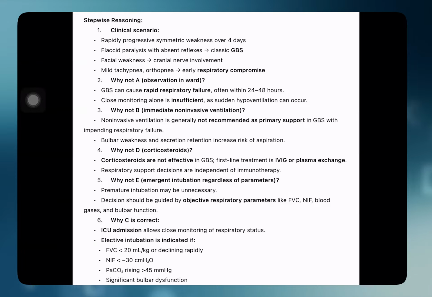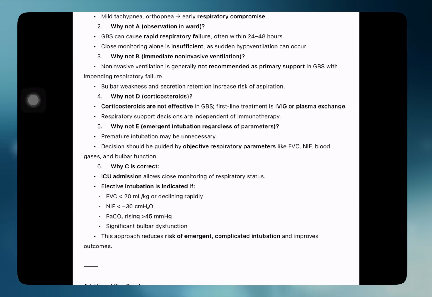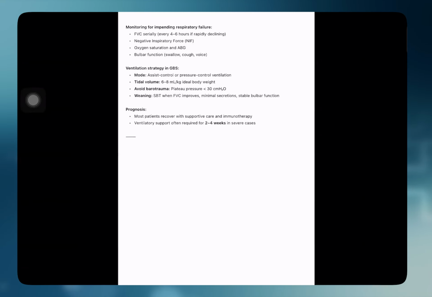Why not B? Immediate non-invasive ventilation. Non-invasive ventilation is generally not recommended as primary support in GBS with impending respiratory failure. Bulbar weakness and secretion retention can increase the risk of aspiration. So you do not put these patients on non-invasive. Why not steroids? Not effective. Why not emergency intubation? You have to be very, very clear because intubation will have its own problems. So if the patient has a good vital capacity above 15, above 20, you do not require it. So elective intubation is needed for all these factors.